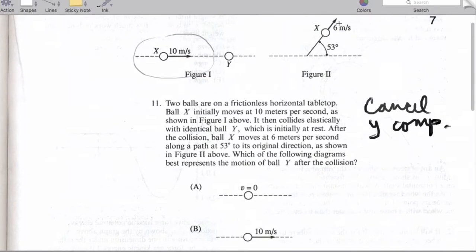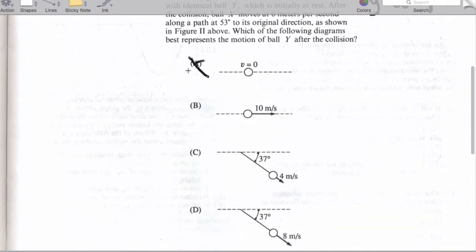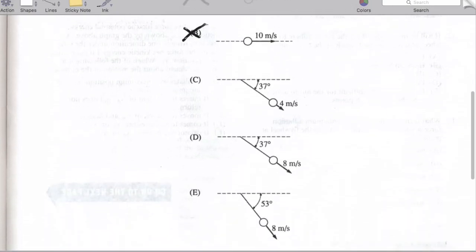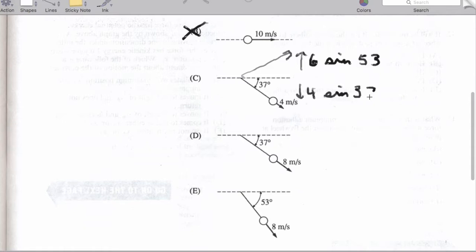So if this has a positive y component here, then capital Y needs to have a corresponding negative vertical component in order to cancel. So let's think about what that means. That rules out A and B. Now let's be clear. I have this vertical component here, which is 6 sine of 53. There's no way that 4 sine of 37 can cancel that. So this is too small.